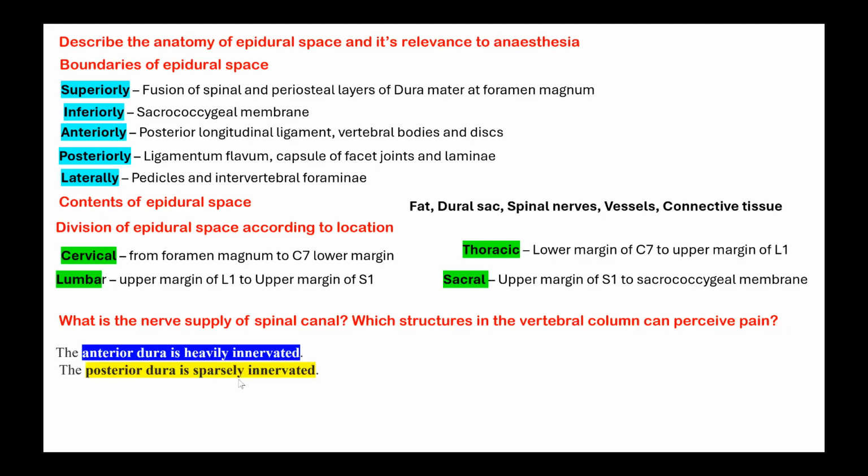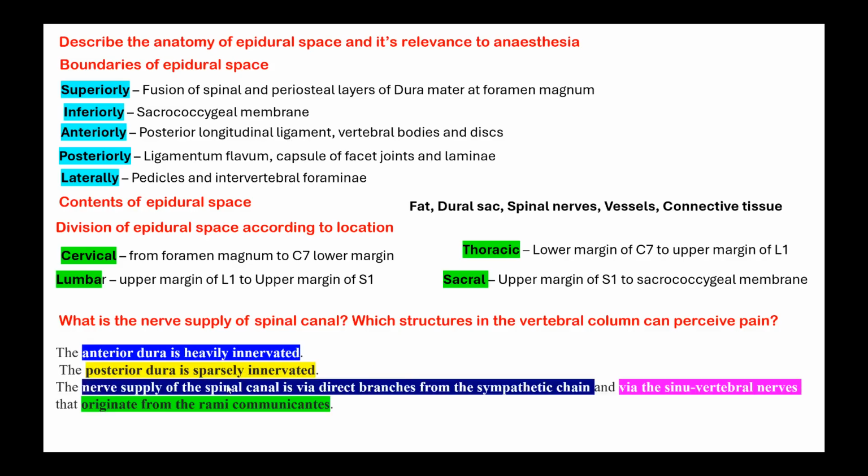The posterior dura is less painful because it is partially innervated, and the nerve supply of the spinal canal is derived from branches from the sympathetic chain as well as the sinuvertebral nerves originating from the rami communicantes. How many of you know what these rami communicantes are? How many rami communicantes are there? And what is the purpose of that?